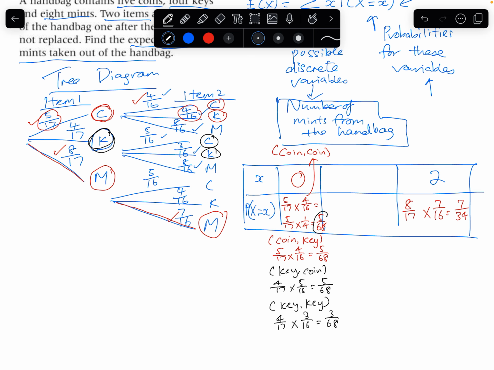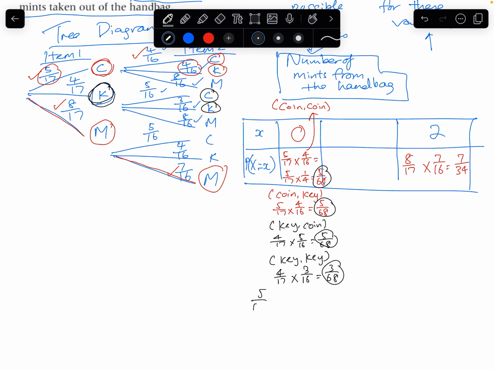Now, I got 4 different outcomes here. Because I could have 4 different outcomes that actually give me 0 mints, which is the discrete variable, I'll just add up the probabilities here. Because I could have this outcome, or I could have this, or this, or this. And they are mutually exclusive. So if I were to add all the probabilities up together, I'm going to get 18 over 68. In other words, this would just be 9 over 34.